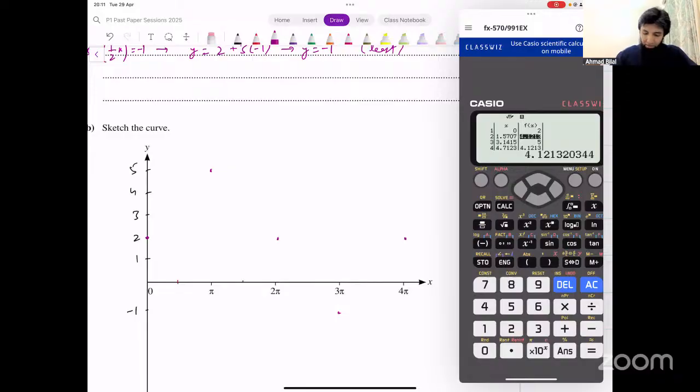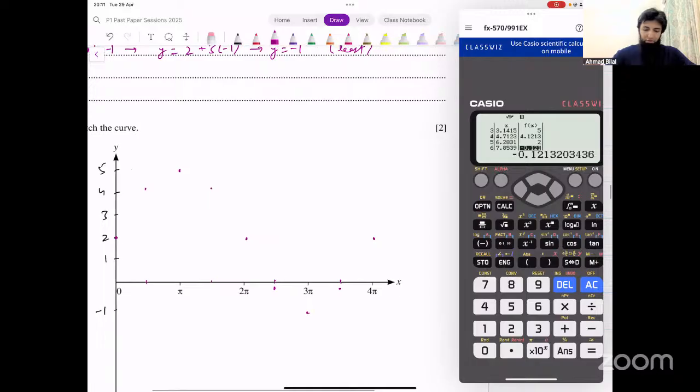Break this at these points in the middle, plot those points, and that will give you a better idea of how the shape looks like. If you do not remember the shapes very well, these are going to be the other points that you get now in the middle. -0.12. You draw the graph through these points, and it looks like this.